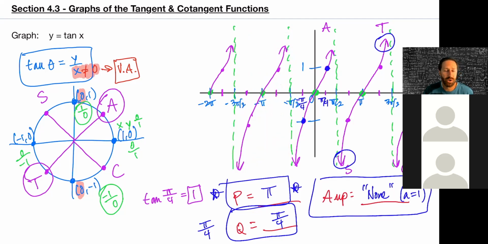Now, guys, I'm going to throw a little joke at you to hopefully help you remember this tangent and cotangent stuff a little bit later. All right, so I'll come back and refer to this.